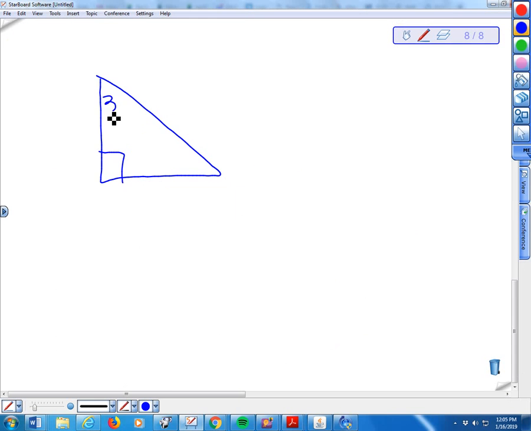If I tell you this is 30 degrees, what's this? 60. How could I label this triangle with real numbers instead of x? What goes where? Use the smallest numbers you can think of that are integers. Opposite the 30 is 1. Hypotenuse is 2. This is the square root of 3, right?